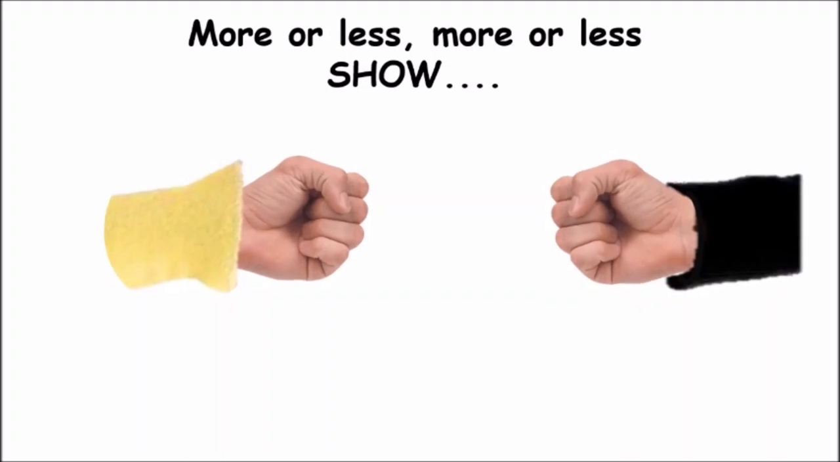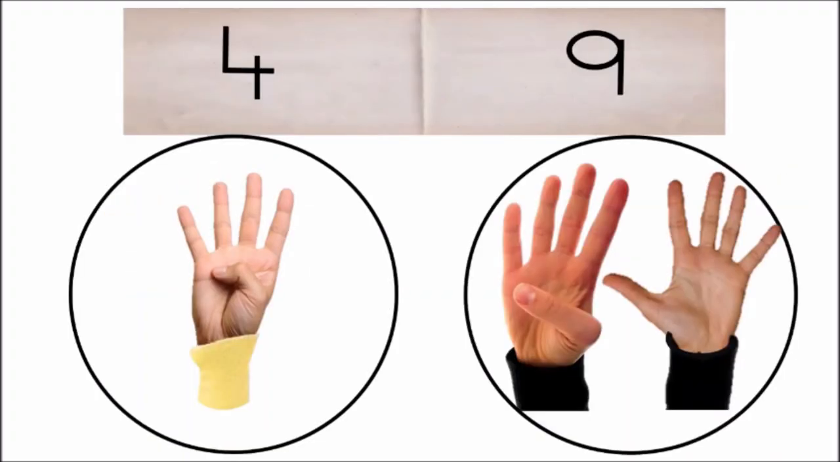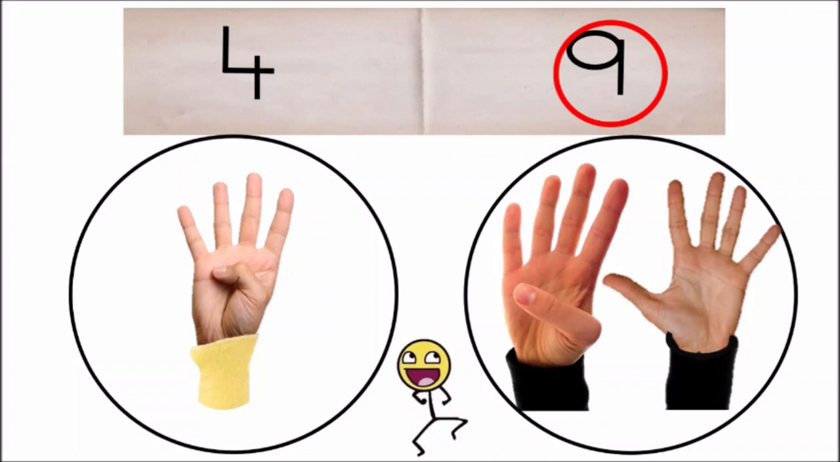Now let us see again. More or less. More or less. Show. So children, 4 fingers are more or 9 fingers are more? Tell me fast. My circle has come. Where will my circle go? 9 or 4? Which number is more, children? Yes, 9 is more and 4 is less. So if you have circled number 9, then time for a celebration dance.